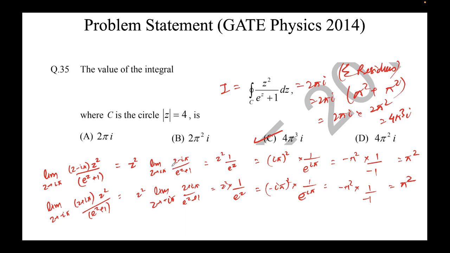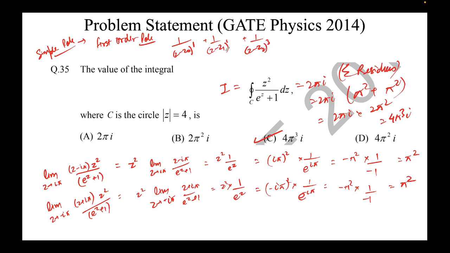If there are, I should clarify this even further. So a simple pole is a first order pole, and that means this is of the form z minus z naught raised to the power 1, where z naught is the pole, right? And there may be other poles, z minus z1 raised to the power 1. So z naught and z1 are simple poles. However, if there is z minus z2 raised to the power 3, let's say, this is not a simple pole, this is a pole of order 3.